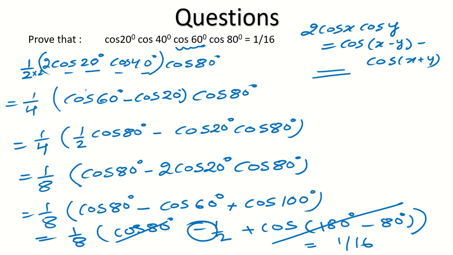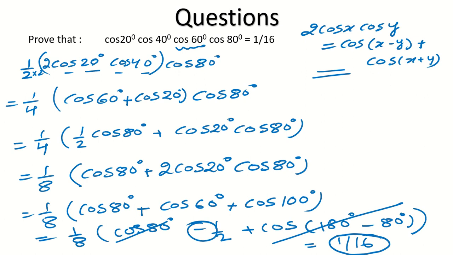This is 2 cos x cos y is cos x plus y plus cos x minus y, it will be plus. So this is plus here, plus here, plus here, and then this. So this is equal to 1 over 16.